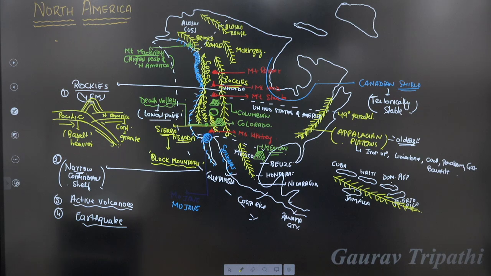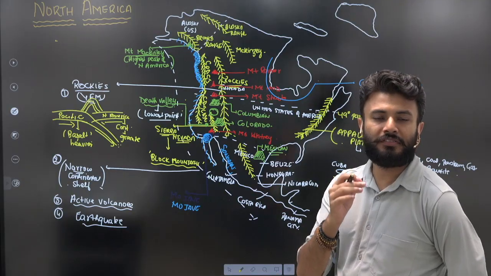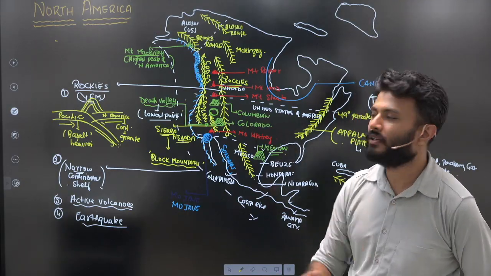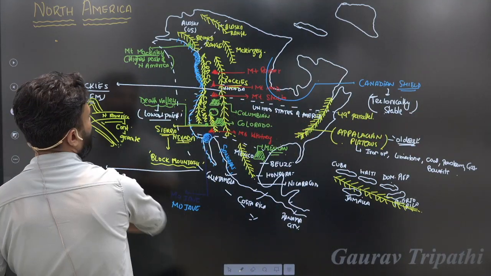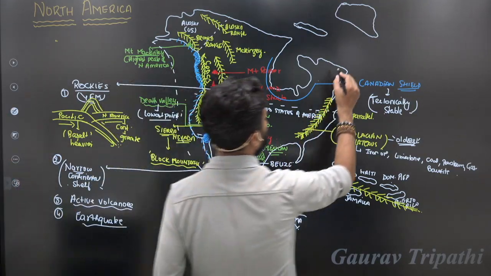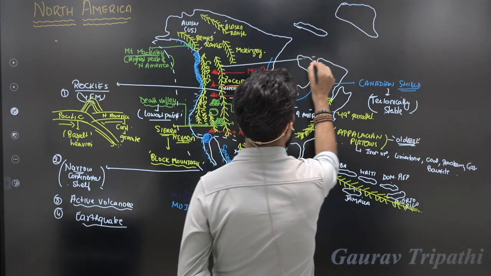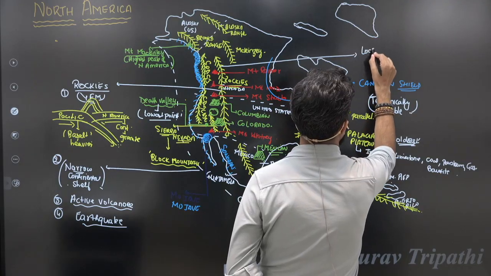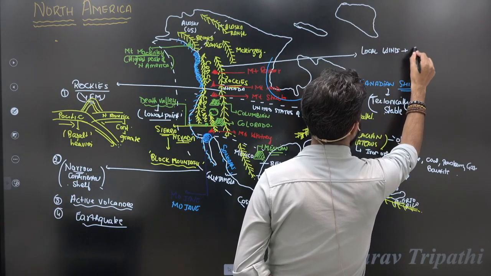Right? There are some other minor concepts also. When we were talking about the Rocky Mountain ranges, there is an important local wind which is present in the Rocky Mountains. Can you name that wind? That local wind is named Chinook. So I am labeling it here. In the Rocky Mountains, we have local winds by the name Chinook.